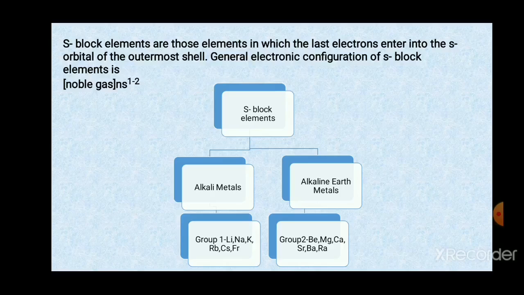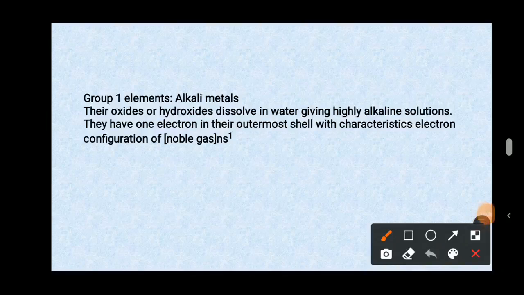So the next part, alkaline earth metals. Group 2 elements are called alkaline earth metals. That means maximum elements are found in the earth crust. That's why they are called alkaline earth metals. The elements are beryllium, magnesium, calcium, strontium, barium and radium. Okay, we'll move to the group 1 elements, that is alkali metals: lithium, sodium, potassium, rubidium, cesium and francium.